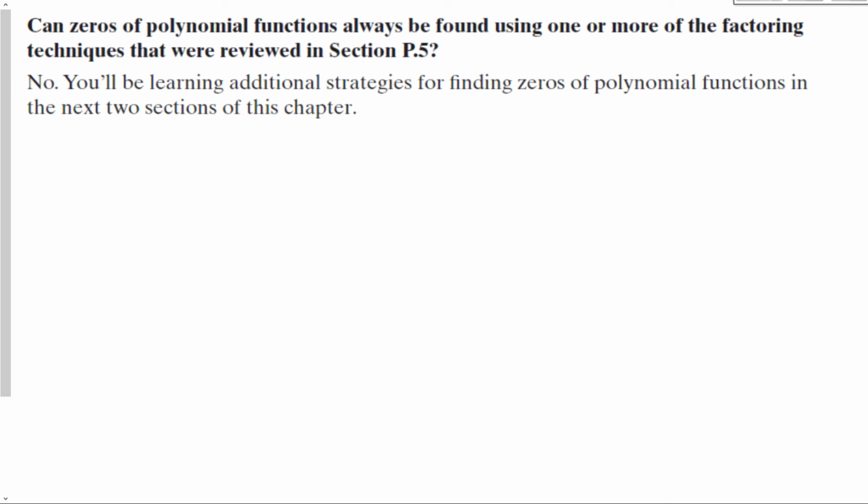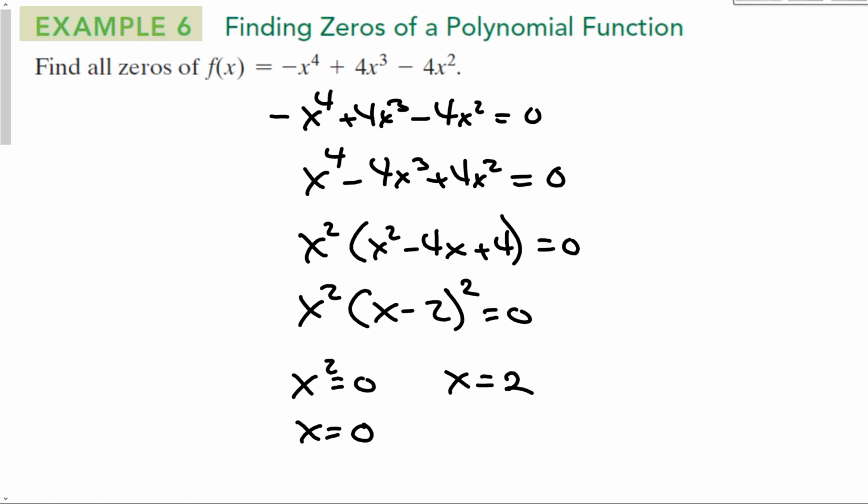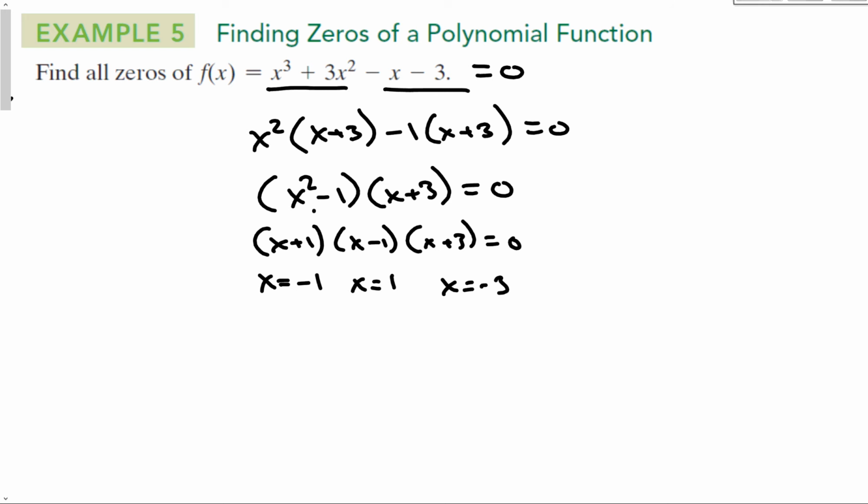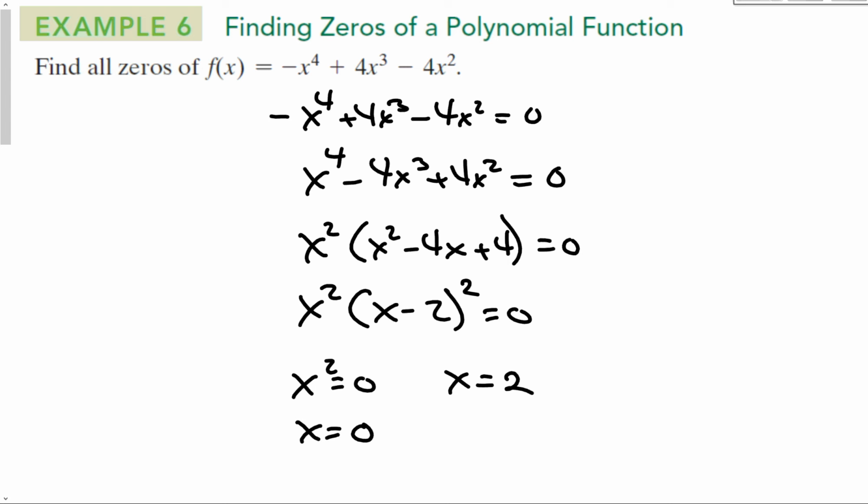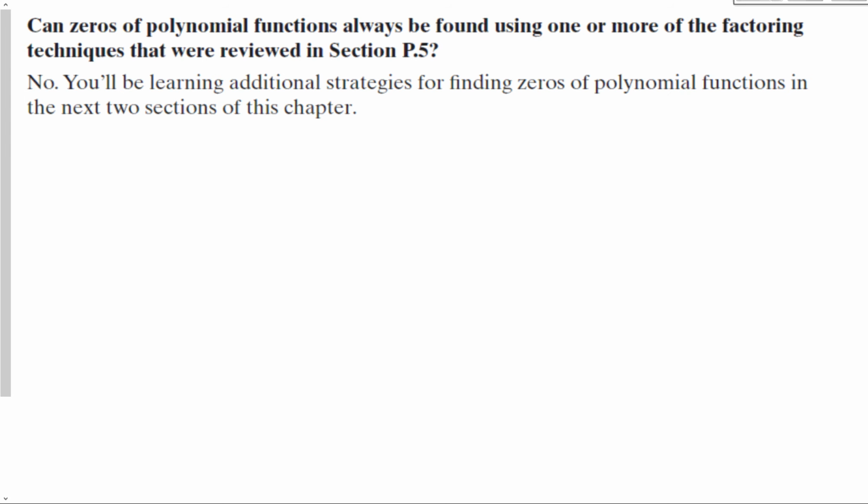Okay, can zeros of a polynomial function always be found by using one or more of the factoring techniques? Unfortunately, the answer is no. When we look at the functions in example 6 and in example 5, they were all really nice. In 5 they factored with grouping, in 6 they factored using quadratic techniques and greatest common factor. Unfortunately, that is not going to be our only method to factor and to find zeros of polynomial functions. They get much more complicated, and we'll look at that in the next 2 sections of this chapter.